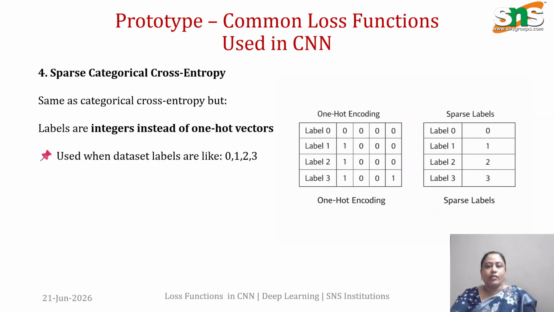The next type of loss function is sparse categorical cross entropy loss. It is similar to categorical cross entropy, but the difference is that it is used when labels are integers instead of one-hot encoding. It is mainly used in datasets with labels like 0, 1, 2, 3. For these types of classification models, the sparse categorical cross entropy loss function can be used when the labels are integers instead of one-hot encoding vectors.